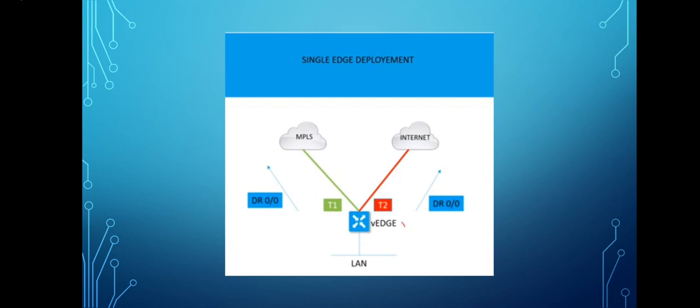So you can use TLOC at vEdges, of course, and you can deploy it using a single edge deployment, where you will be having one connection from the MPLS and the other one from the internet. The link from the MPLS will be terminating in T1, and from the internet it will be terminating in T2.